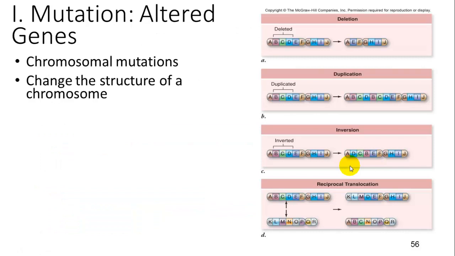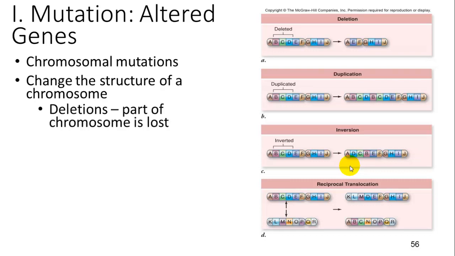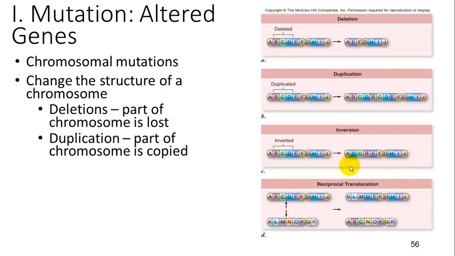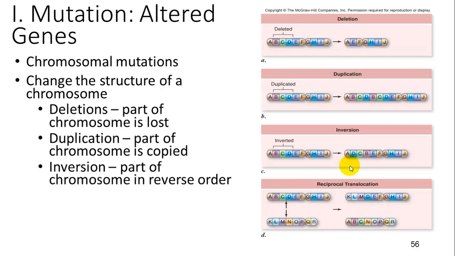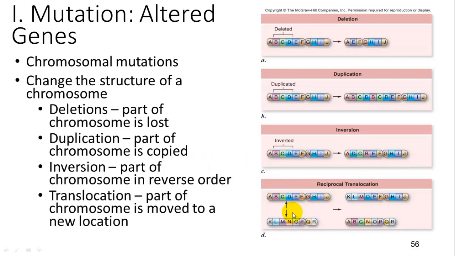You also have chromosomal mutations, which can change the structure of a chromosome. Part of the chromosome can be deleted or lost, part of the chromosome can be duplicated and copied, part of the chromosome can be flipped around, and part of the chromosome can move to another area. Each of these can have consequences. One difference between chimpanzees and humans is an inversion of one of the chromosomes. Other than that, most of the chromosomes are similar.